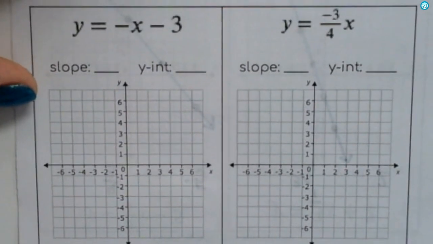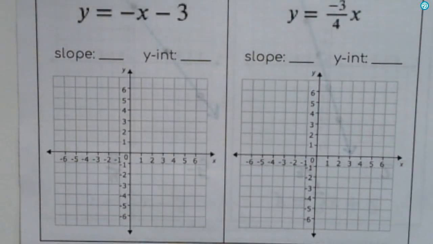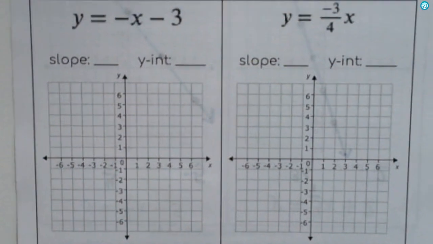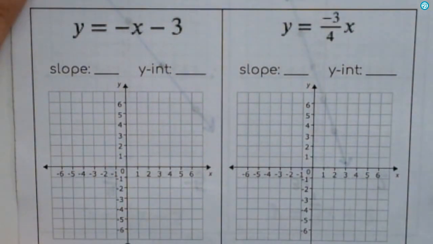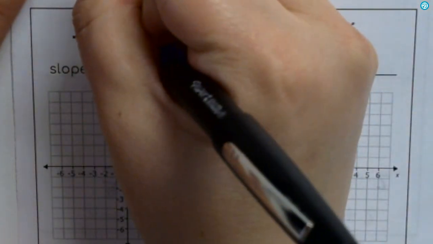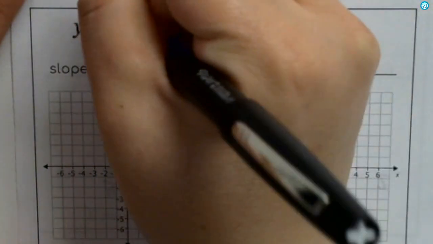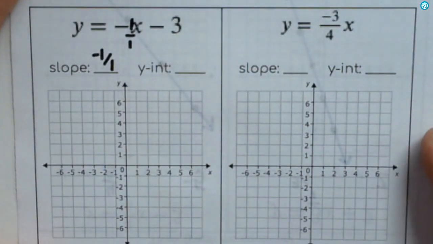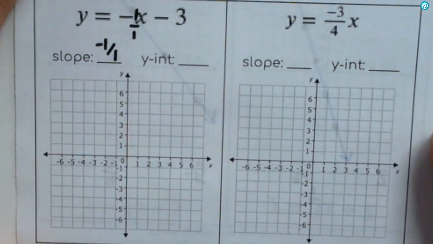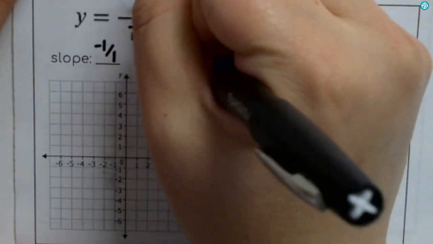Flip this over then. What is different about both of these on the back? Both of these have a negative slope. So that's what's different about these on the back. This first one, I do not have a number in front of my x. What number is there? 1. So there's an imaginary negative 1 there. And then I can also put that imaginary negative 1 over another 1. So my slope here is negative 1 over 1. And then my y-intercept is negative 3.